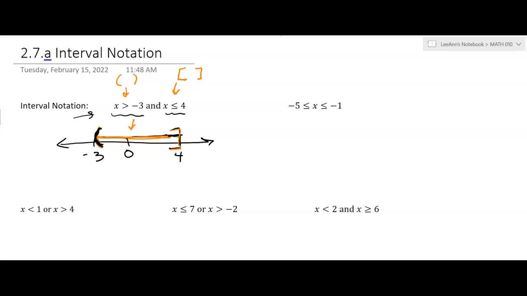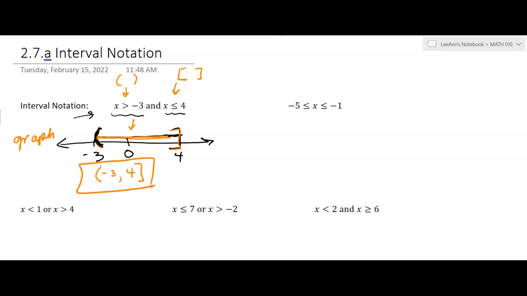That's a graph. Sometimes they ask you to graph it, but how do we write it in what's called interval notation? It looks just like the graph pretty much. So you go parenthesis, -3, comma, 4, and then a square bracket. That says all the numbers bigger than -3 and less than or equal to 4. It's the interval of numbers from -3 to 4, not including the -3, but including the 4.